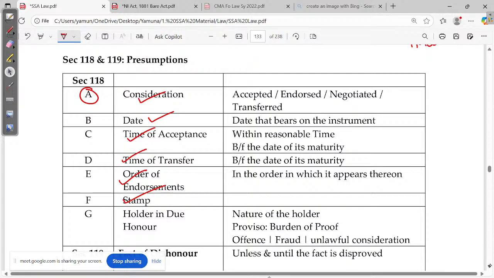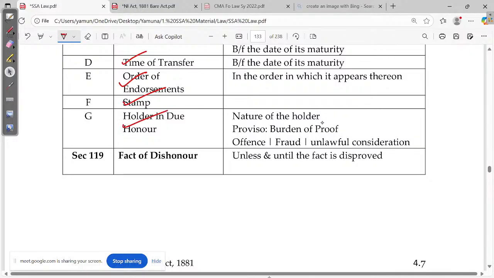Okay. Then G, holder in due course, we have discussed this. So who is a holder here? He actually has the burden of proving, the onus of proving. He has to say it is not by offense I got that holder right. It is not by fraud or by unlawful consideration. He has to show that. Okay. So these are covered in 118. 119 says fact of dishonor. So if a negotiable instrument is getting dishonored, what is the fact or what is the reason behind that? Unless or until you prove, you cannot say this is a valid instrument. Okay, you have to prove it's a valid one.